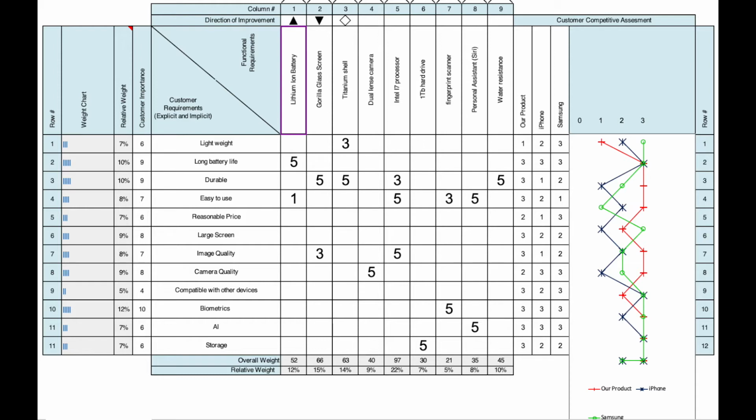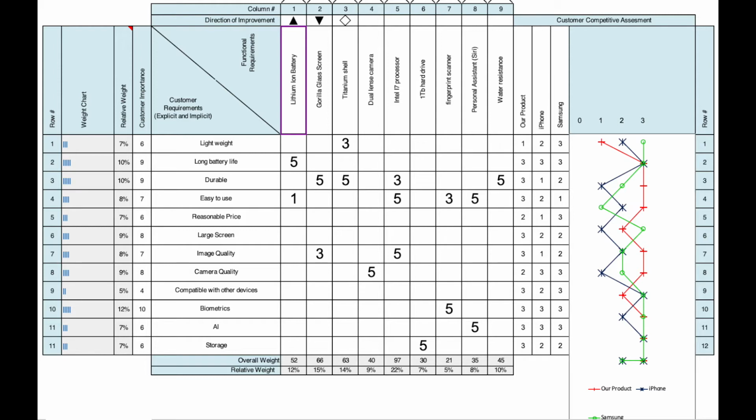They were the lithium-ion battery, Gorilla Glass screen, titanium shell, a dual lens camera, an Intel i7 processor, 1 terabyte hard drive storage, fingerprint scanner, a personal assistant such as Siri as the iPhone has, and water-resistant materials to help it be safe just in case of any splashes or you accidentally dropped it in the sink or anything like that.